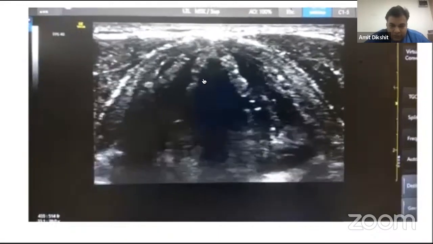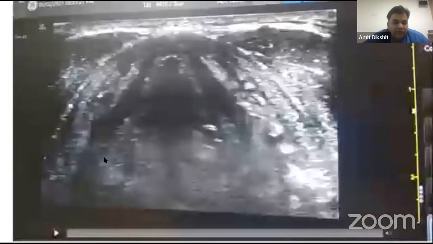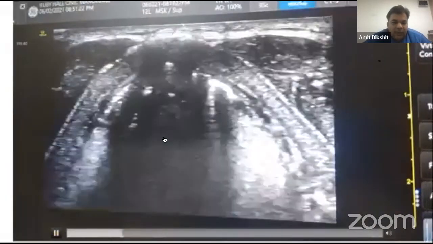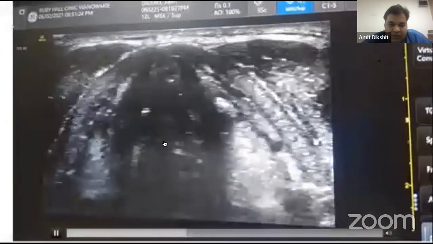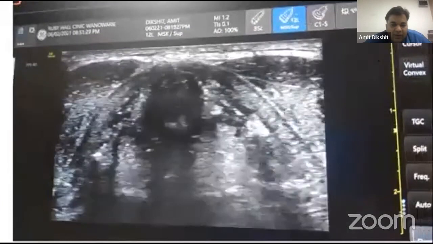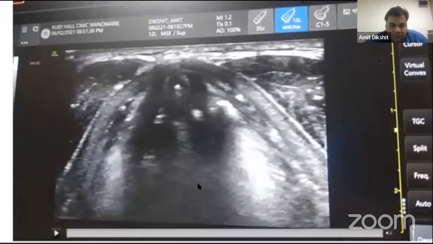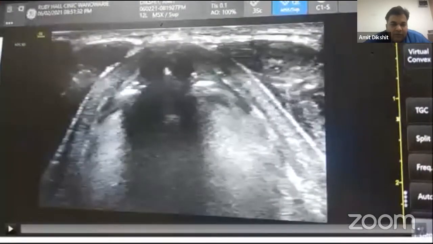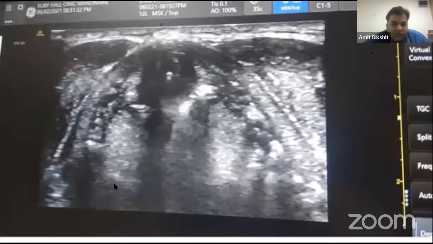This is another video. Here you can see the vocal cord movement, the hypoechoic black area. I'm asking the patient to say E, and you can see the vigorous vocal cord movement in the middle. And in the final video, just to show you how the movement can be, the patient says E, and you can see the vocal cord movement.